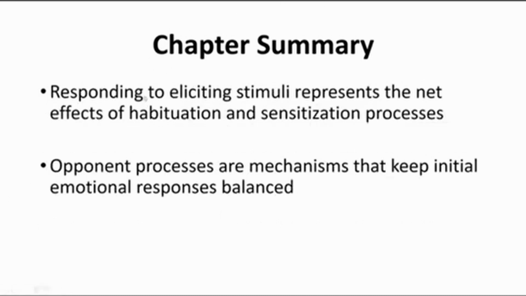And when we're looking at the responding to these stimuli, it's going to be representing the net effects of our habituation and sensitization processes. So our effects and our processes are distinct ideas that relate to one another, but you can't use an effect and a process interchangeably. So don't forget that. And in our opponent process, we have mechanisms that keep our initial emotional responses balanced. And again, we have that net effect where we can see our A and B processes sort of working together. And that is chapter 2.